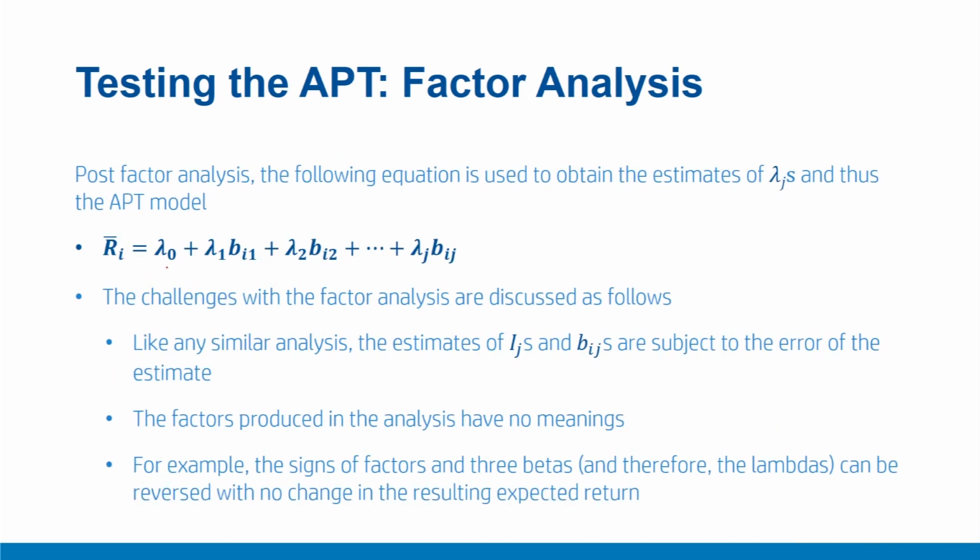Once we are done with the factor analysis, we obtain IJs, factors, and BIJs, factor loadings in the parlance of factor analysis, or sensitivities of the security. Now, once you have the BIJs, using the APT model that we discussed earlier, we can obtain lambda j's or return premia in the following form. Through this model, we estimate lambdas once we have BIJs or factor sensitivities.